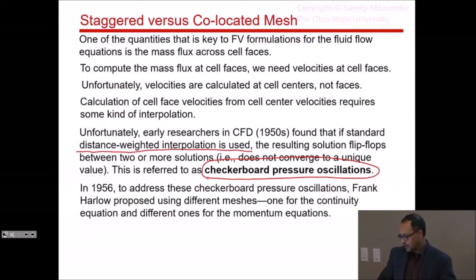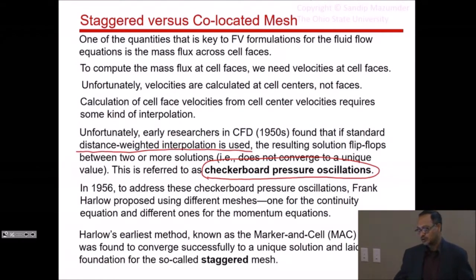Okay. So in 1956, to address these checkerboard pressure oscillations, Frank Harlow, who I recently met at a conference, he's in his 90s now. He's a pioneer of sort of CFD, still at the Los Alamos National Lab Fluids Engineering Division. Okay. He is the first one who proposed that we solve the momentum equations and the continuity equations on different grids. Okay, and his method in those days was called the marker and cell method. This is 1956. I mean, we're talking about way before the advent of modern day computing.